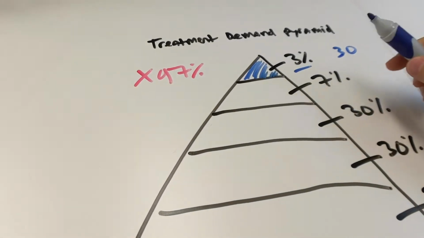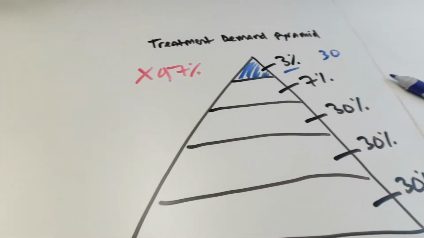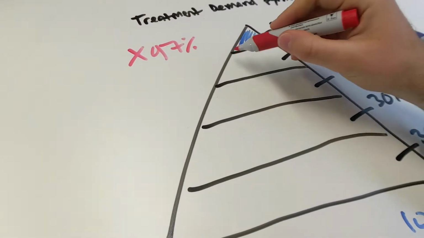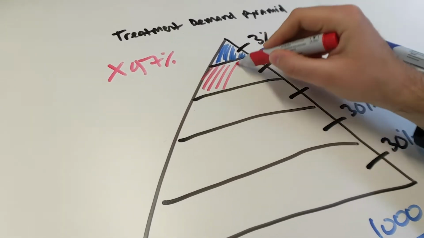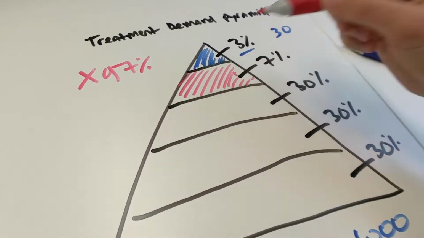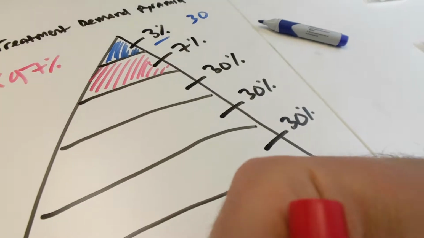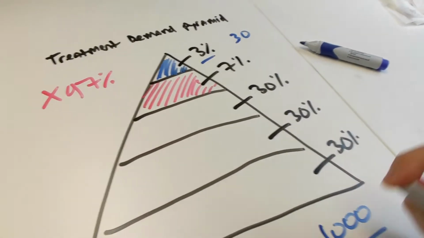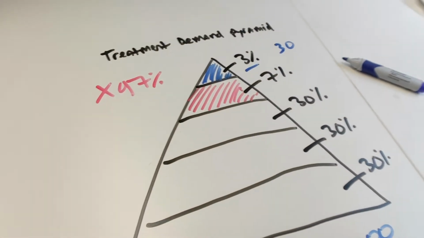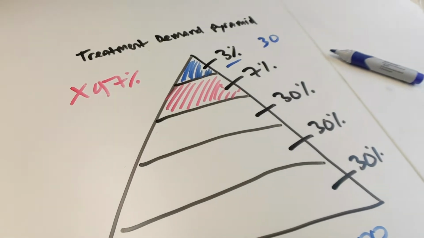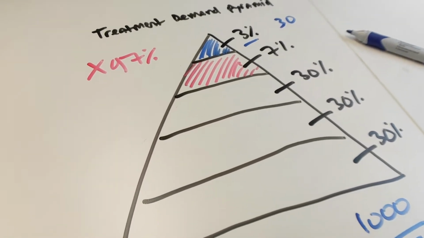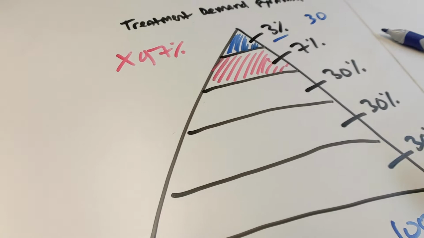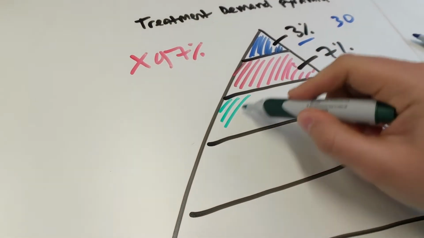The next 7%, I'm going to use a different color here. The next 7% is interested. So they're interested in your product, but they're not looking to buy right now, not in the next 30 days or whatever. Then after that, we've got the next 30%. They're kind of neutral. They don't know whether they're interested or not. They're kind of ambivalent, really.